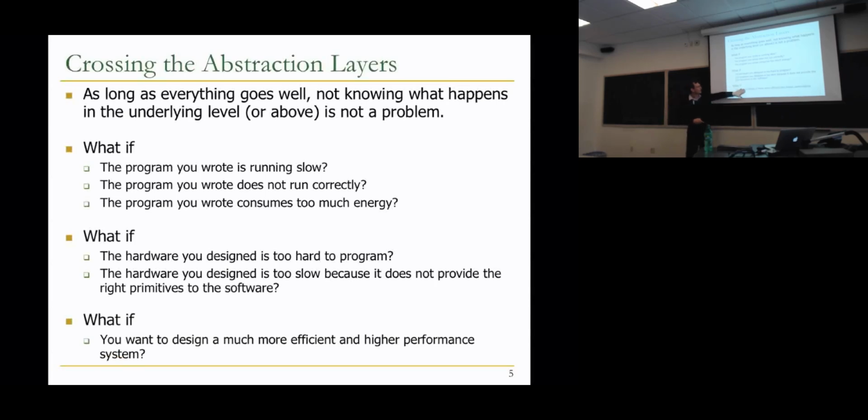Okay. What if? There's another what if. This is the software point of view. This is the hardware point of view. But what if, as a system designer, you want to design a much more efficient and higher performance system? Again, you really would like to know the entire transformation hierarchy. And I'll give you an example of this later on. Basically, in today's systems, if you really want to optimize a design, you really need to cross the boundaries, cross these transformation layers, and expose information from the lower layers to the upper layers, and expose information from the upper layers to the lower layers. And we'll see many examples of this in this course.